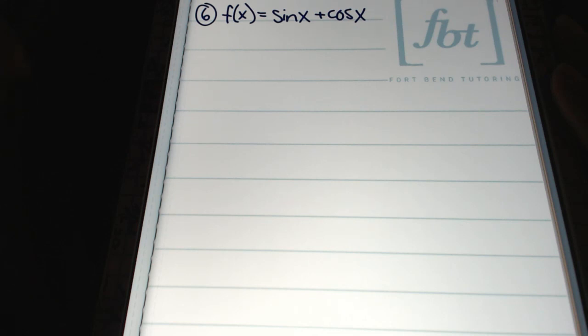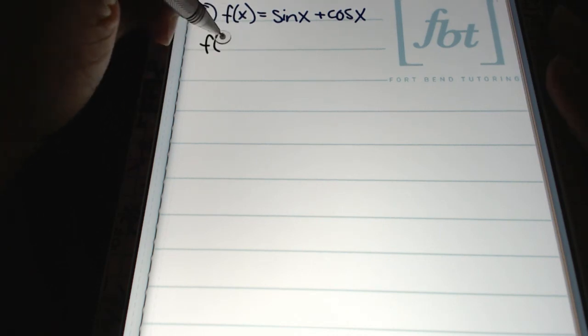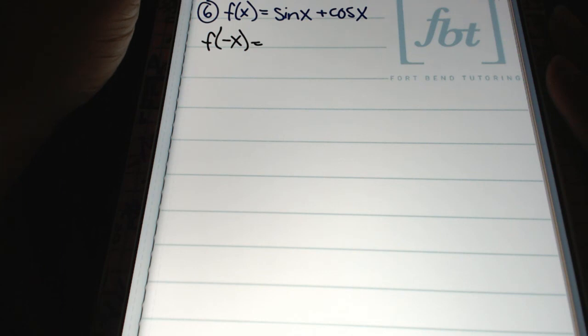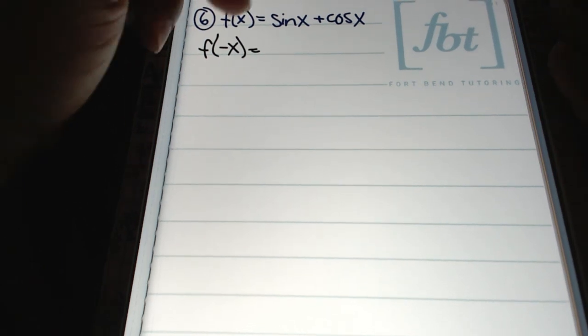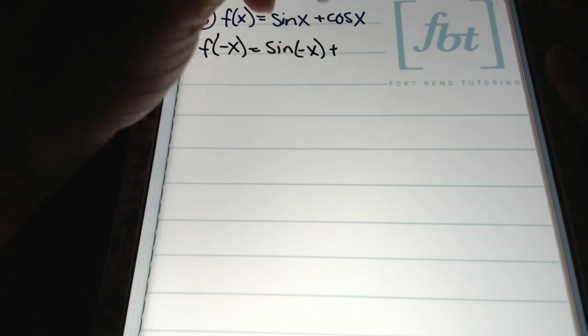Let's go ahead with problem number 6, guys. With problem number 6, we have f of x equals sine of x plus cosine of x, and we want to determine whether this function is an even or odd function. Let's go ahead and do our algebraic test on this particular problem by replacing all the x's with negative x first. Let's check that out. So what happens here is we have sine of negative x plus cosine of negative x.